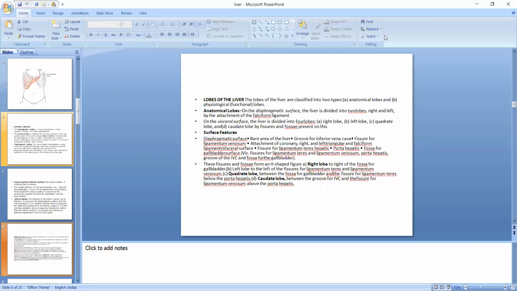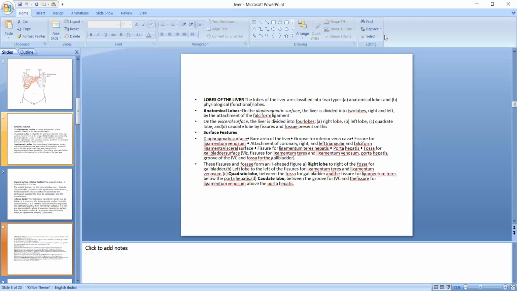And now we discuss the lobes of the liver, and I think we will discuss in the next part. Yes. Now we'll discuss the lobes of the liver. The lobes of the liver are classified into two types, that are the anatomical lobes and physiological lobes. And we will see physiological lobes means functional lobes.